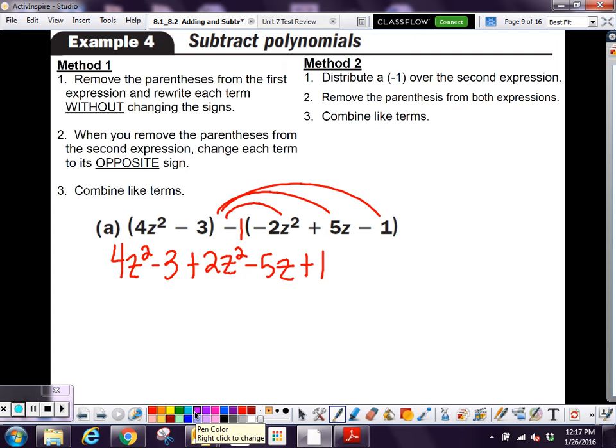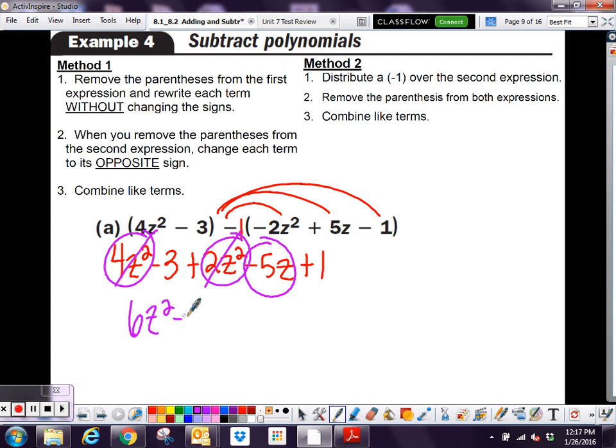Now I'm going to combine my like terms. So I have a 4z squared and a 2z squared. So that's 6z squared. I have a negative 5z. So that's going to be minus 5z. And I have a negative 3 plus 1, which gets me minus 2. And we're done.